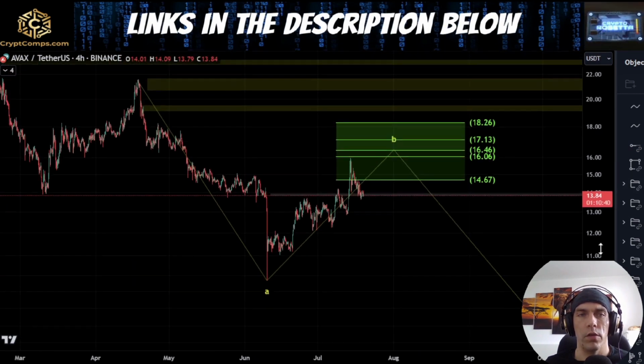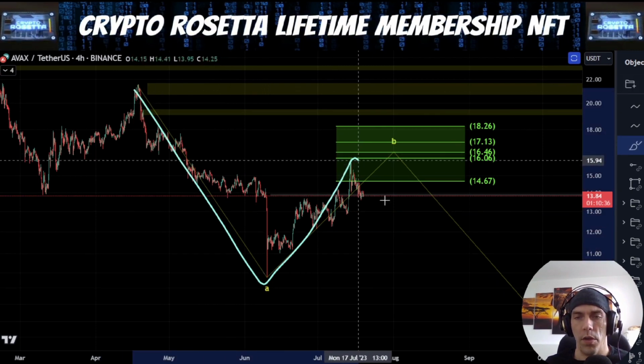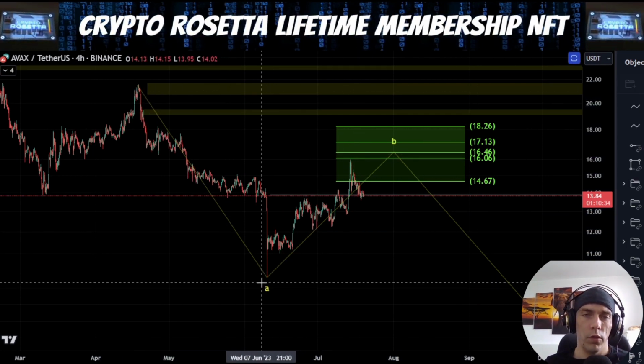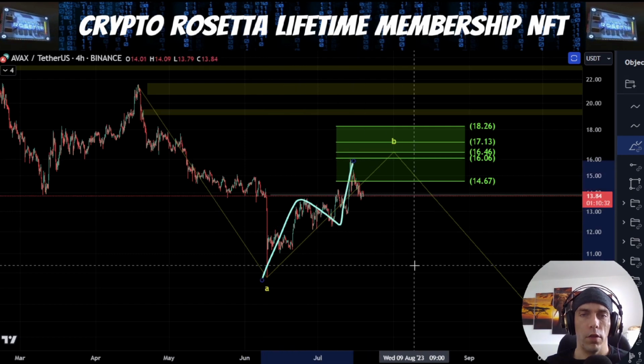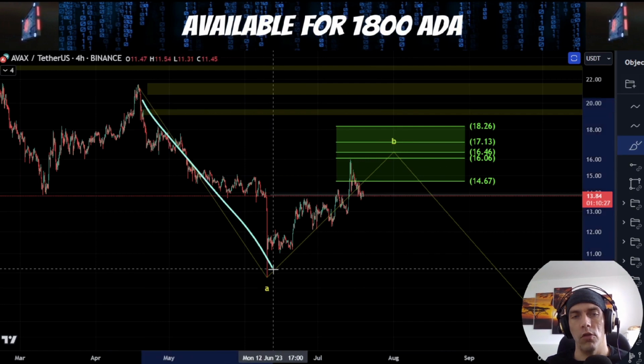And what I mean by this is, if we actually look at that triangle idea, this could actually be A, B, and then C. So within this way, if we're looking at this structure, this is a corrective move. Technically it is done enough to complete. It has good time relationship to the A wave.